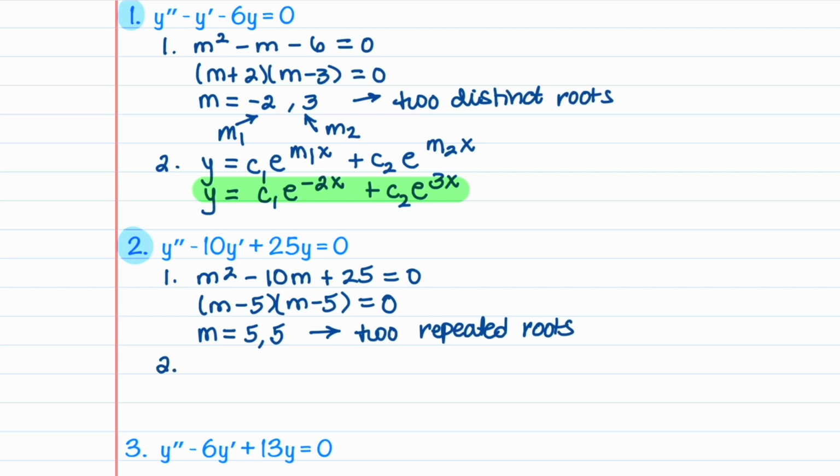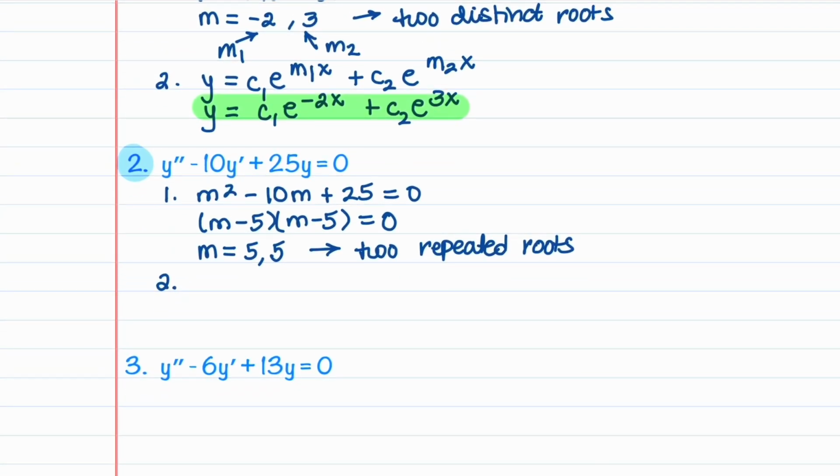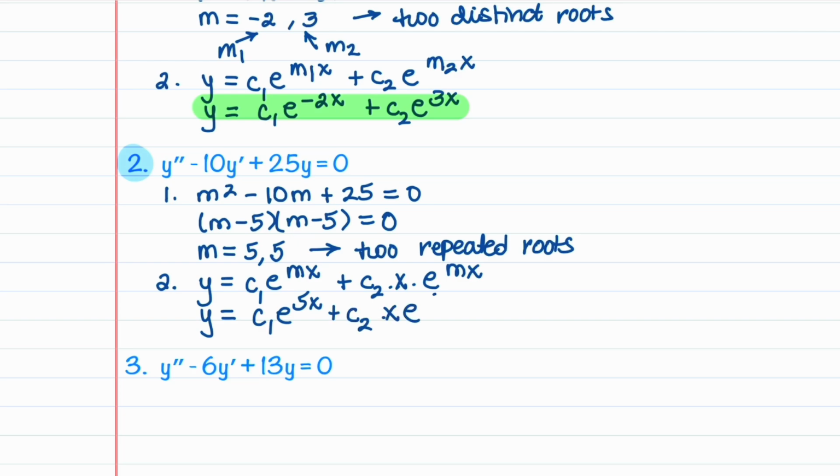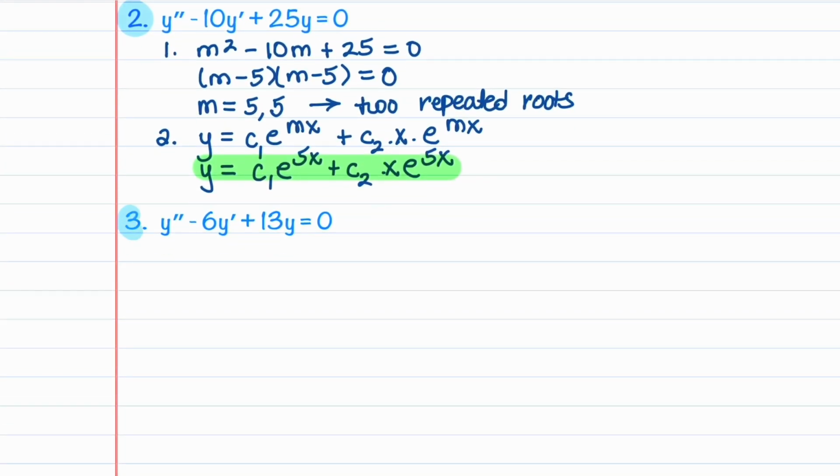For step 2, let's start by writing down the general form for our solution. Because we have 2 repeated roots, the general solution is going to look like this. y is equal to c1e to the mx plus c2 times x e to the mx. Our solution then is y is equal to c1e to the 5x plus c2 times x e to the 5x. You could factor out the e to the 5x, but you don't need to. I'm just going to leave our solution just like that. Let's now look at our third example.